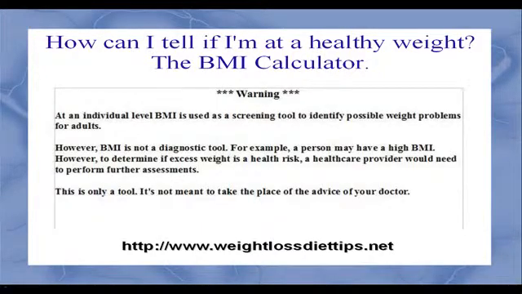There is a quick warning that I want to give you here. At an individual level, BMI is used as a screening tool to identify possible weight problems for adults. However, BMI is not a diagnostic tool. For example, a person may have a high BMI. However, to determine if excess weight is a health risk, a healthcare provider would need to perform further assessments. This is only a tool. It's not meant to take the place of the advice of your doctor.